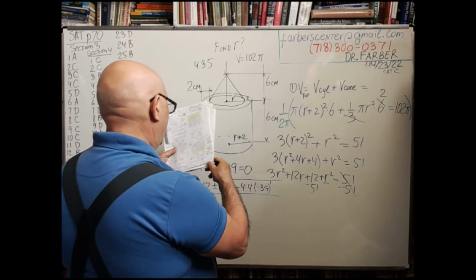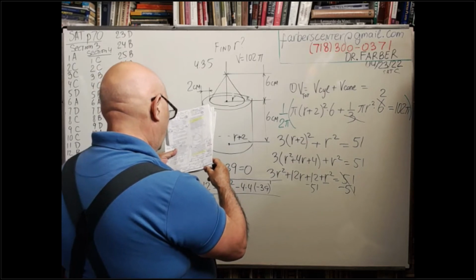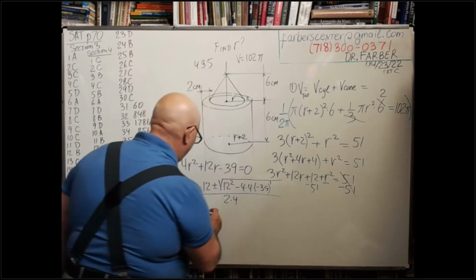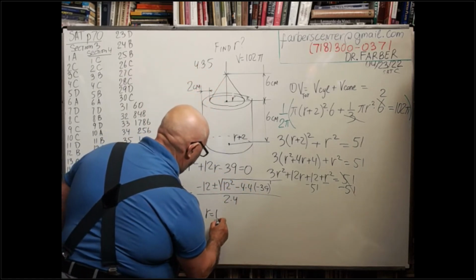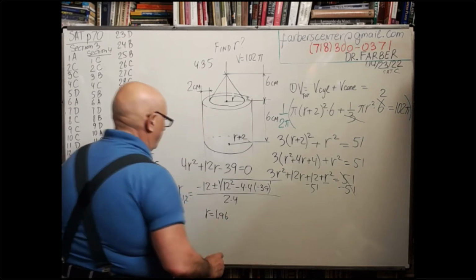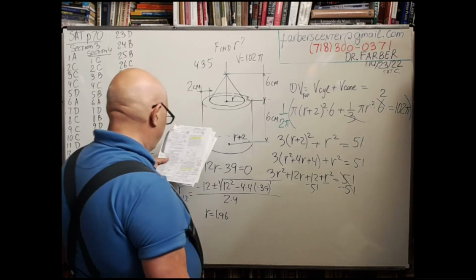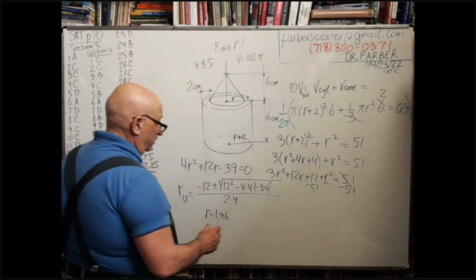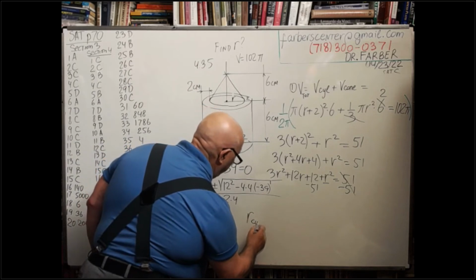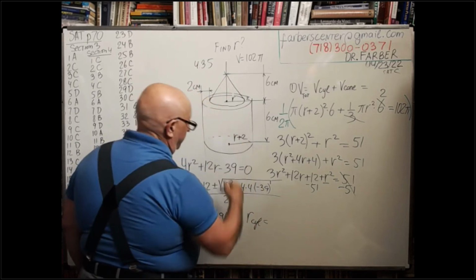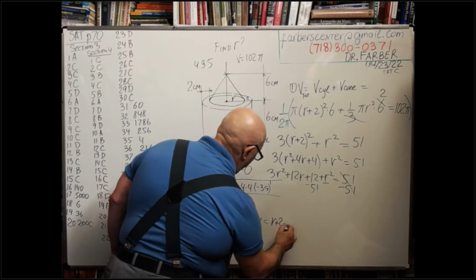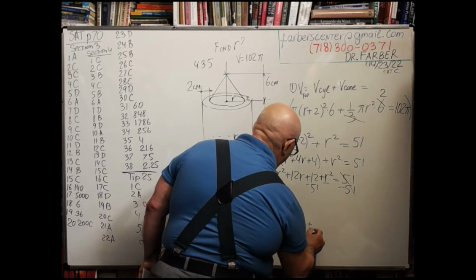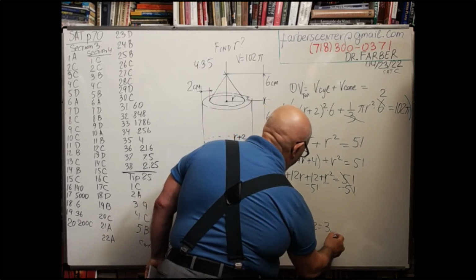I get value of R, which is 1.96 from here. R equals positive value 1.96. But look at this question. The question is, what is the radius of the cylinder? Don't forget, radius of cylinder, this one is R plus 2 equals 1.96 plus 2. It will be 3.96.